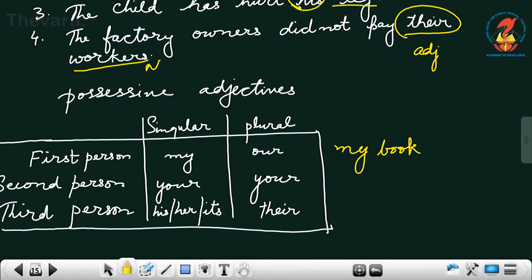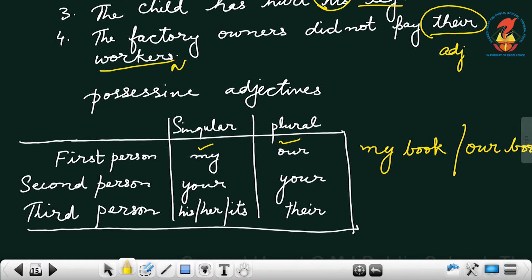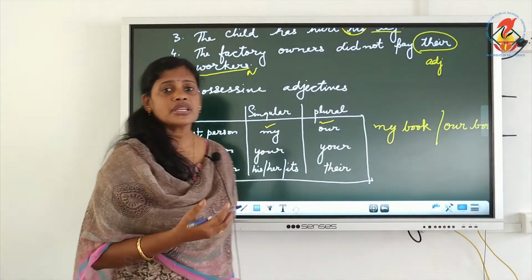Okay, so the word my is used when it is singular. If it is plural, you can say, these are our books. So when plural comes, you use the word our. In singular, the word is mine. The same way for second person, you use the word your. For example, where is your shoe?